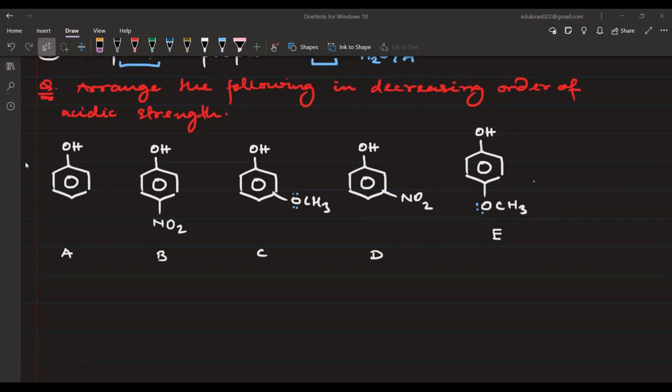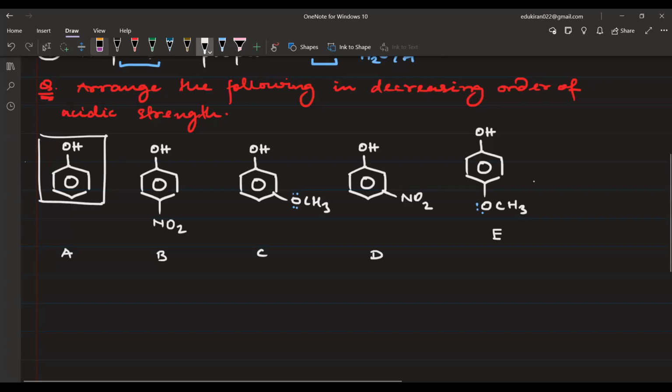Okay, so for the first one, tell me, when we have all the phenols, then we are going to look at the substituent. So what is the substituent here in this phenol? In this phenol, what is the substituent? Phenol.